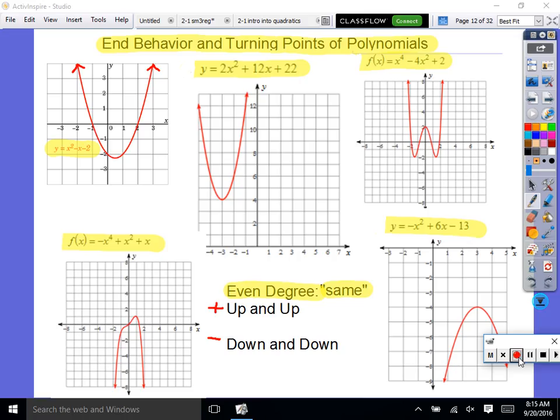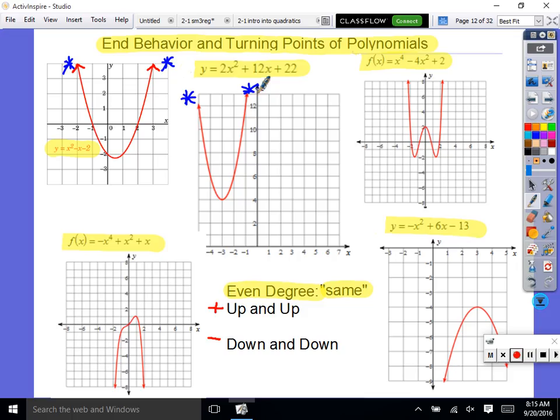So now that you understand that end behavior is what's happening to the far left and far right, we're going to look at some polynomials here. So we have a quadratic right here. We have y is equal to x squared minus x minus 2. What do you notice about the end behavior? It's going this way and this way, correct? All right, now this is another quadratic. Do you see how the end behavior looks the same as the other quadratic?